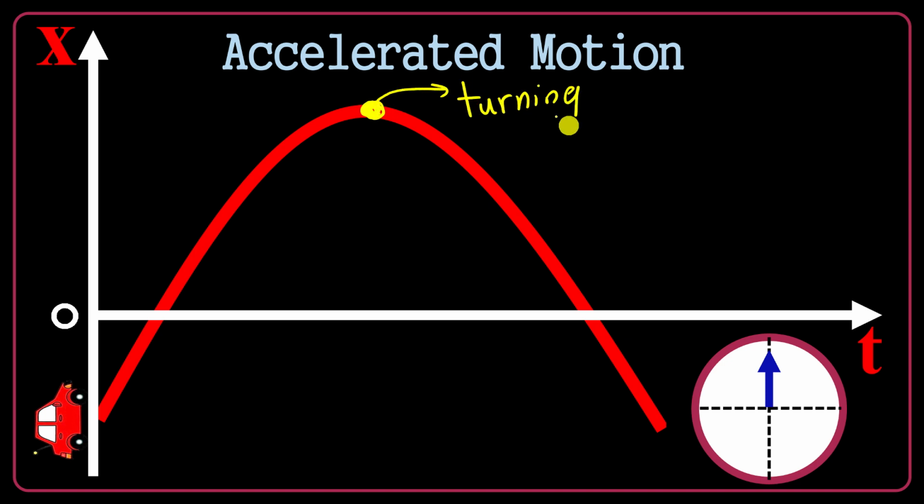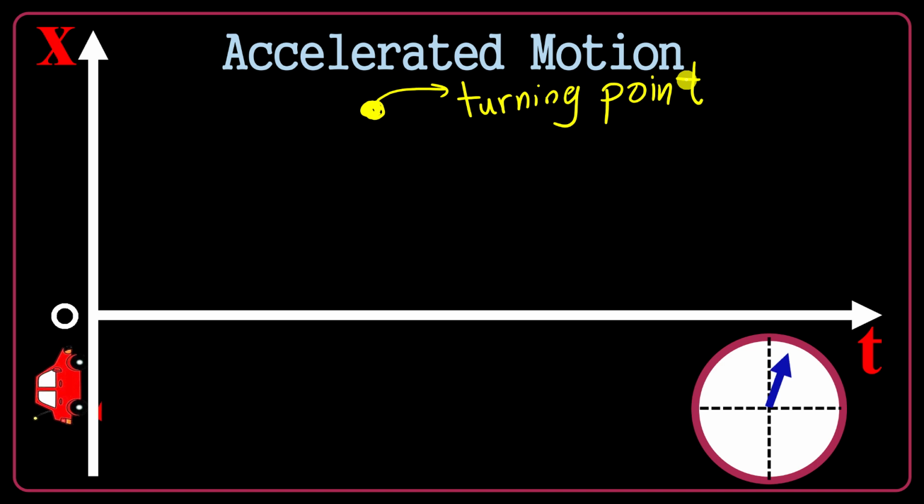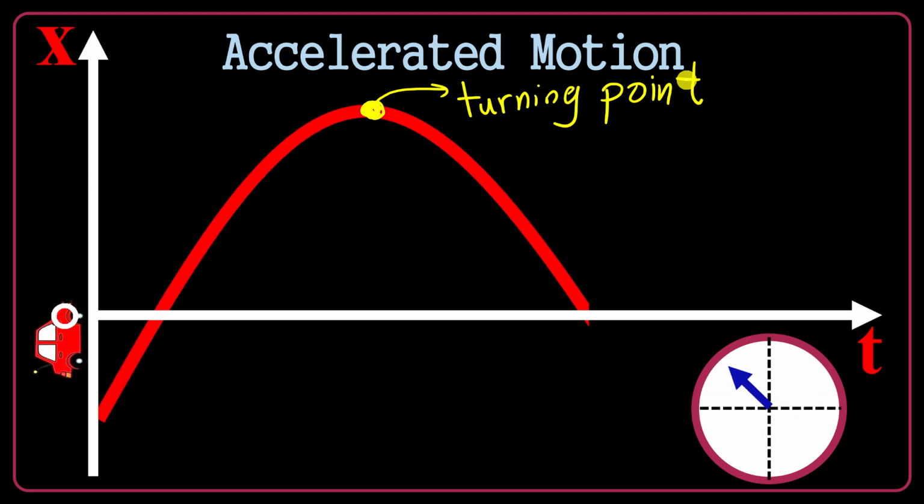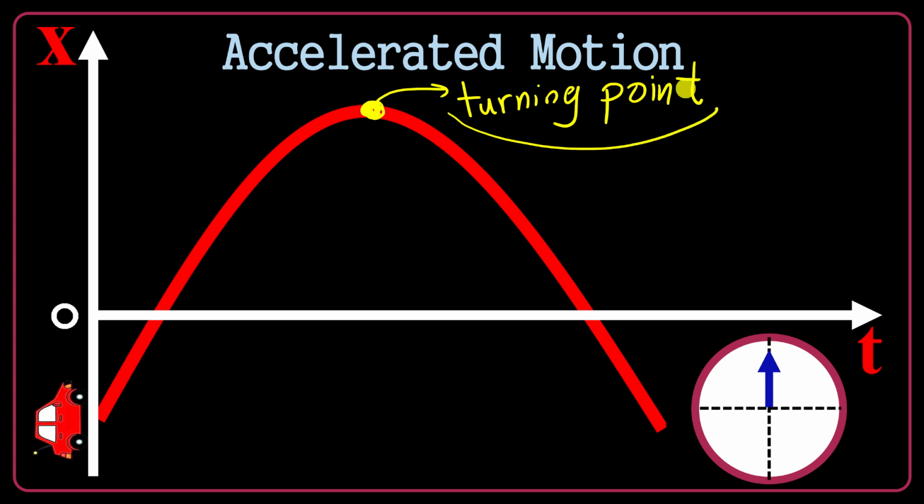Turning point means that the object here will stop and goes back. Let's check it again. You see? Turning point. But this is the mathematical turning point. Actually, the physical turning point is here because the car will stop here. So the actual turning point in physics is here, but mathematically the turning point of the graph is here.